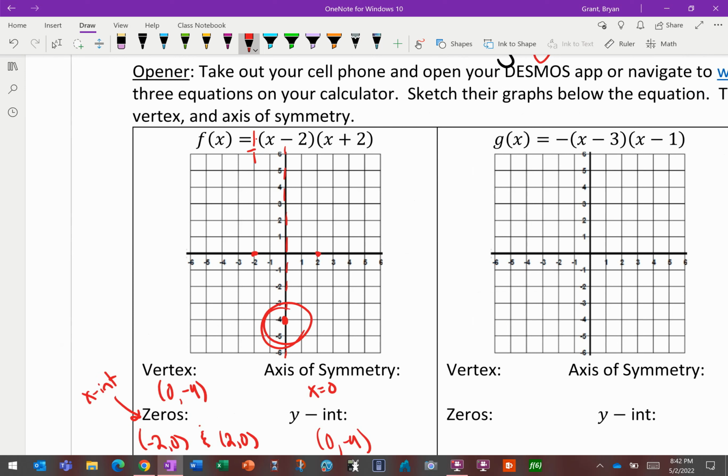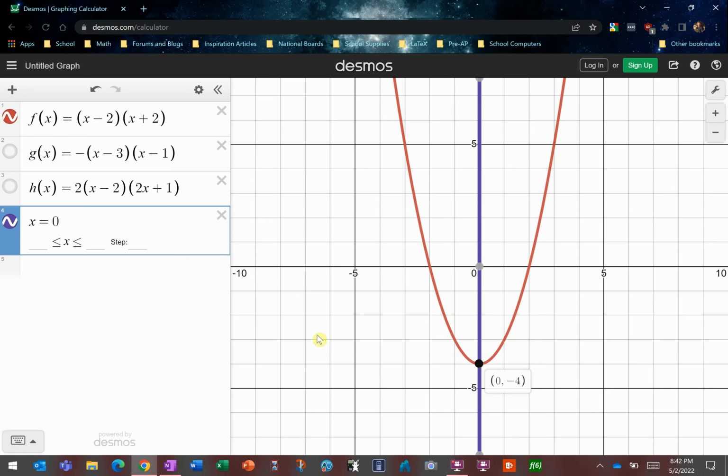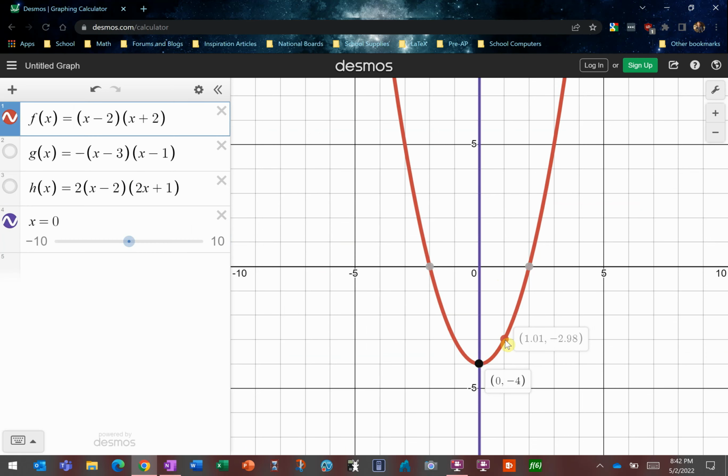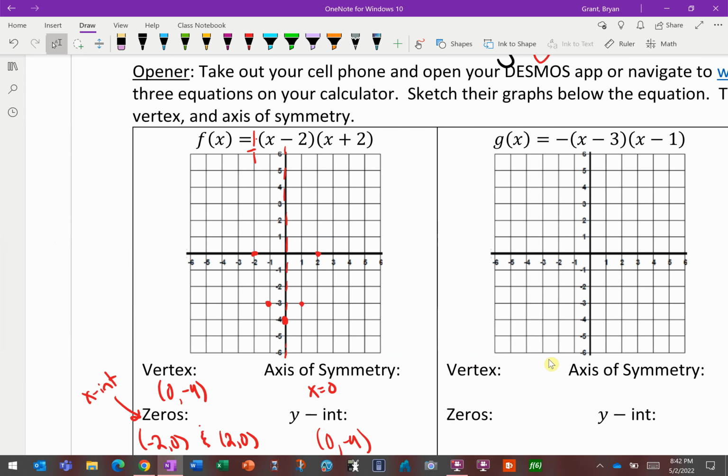So if I start at the vertex, could I go up 1 to the right 1, up 1 to the left 1 to find 2 more nice points? Is 1, -3 and -1, -3 on my graph? 1, -3 looks like it's right about there. Yeah, and its symmetric point is also there. And that's a trick we're going to use off and on. So here's my parabola. It doesn't have to be perfect. We have our 5 points. We're looking pretty good. Awesome.